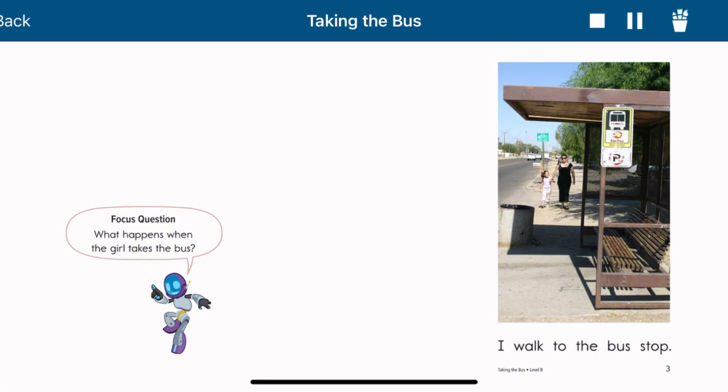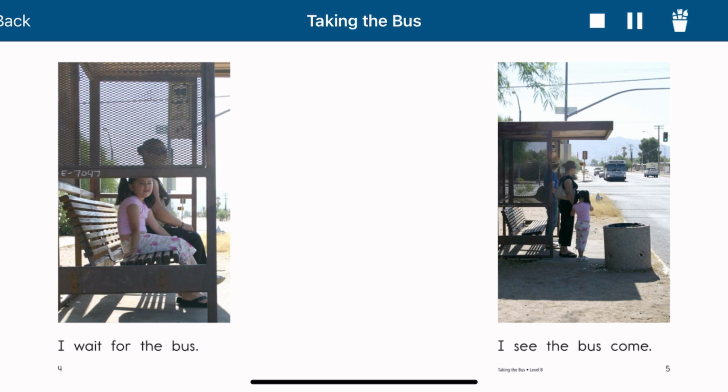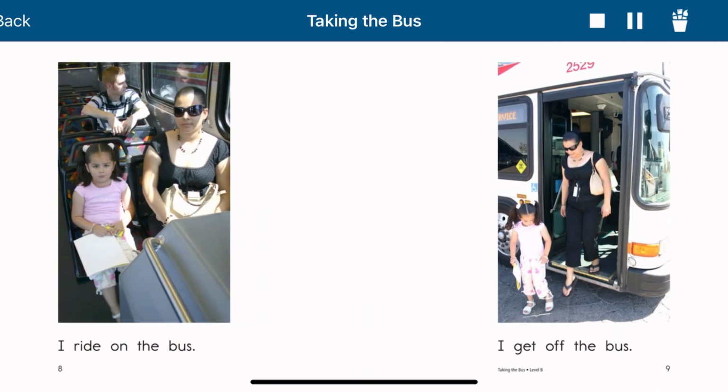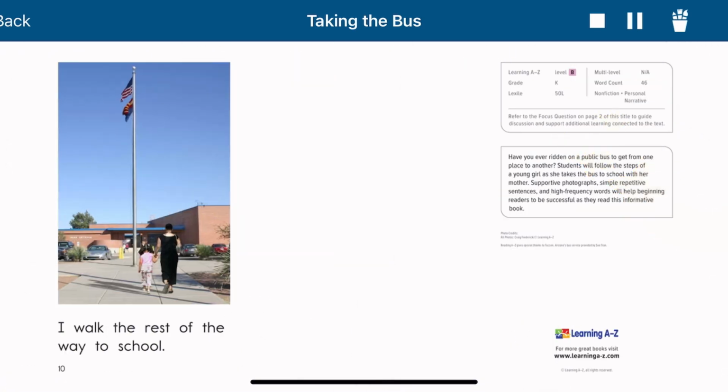I walked to the bus stop. I wait for the bus. I see the bus come. I get on the bus. I pay on the bus ride. I ride on the bus. I get off the bus. I walk the rest of the way to school.